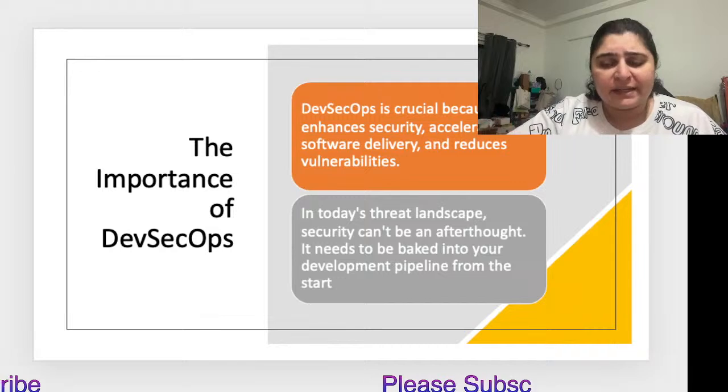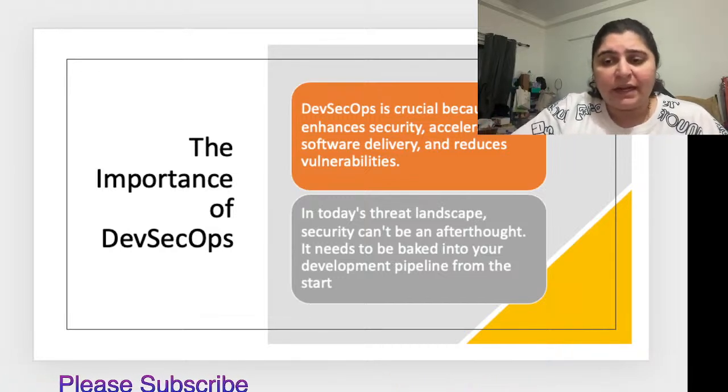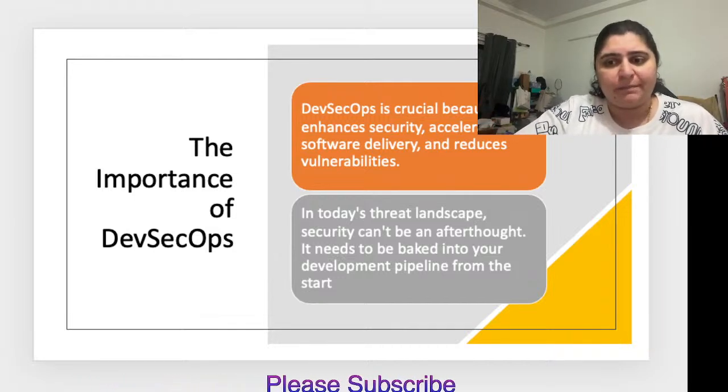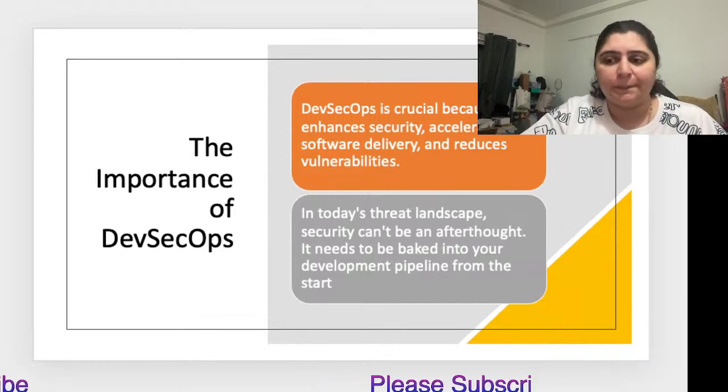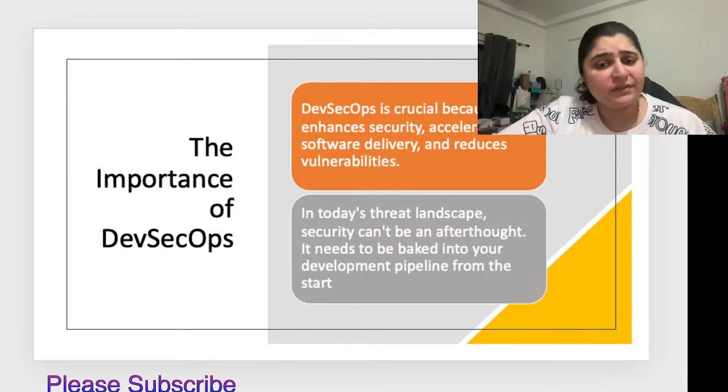So in today's threat landscape, security can't be an afterthought. Considering how many hacks we have seen, it needs to be baked into your development pipeline from the very beginning. And that, my friends, is the basic concept of DevSecOps.